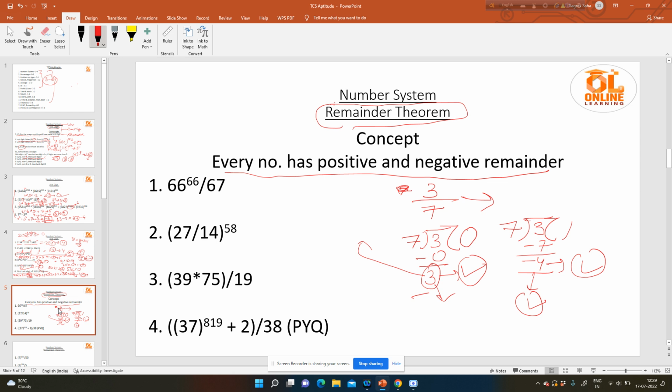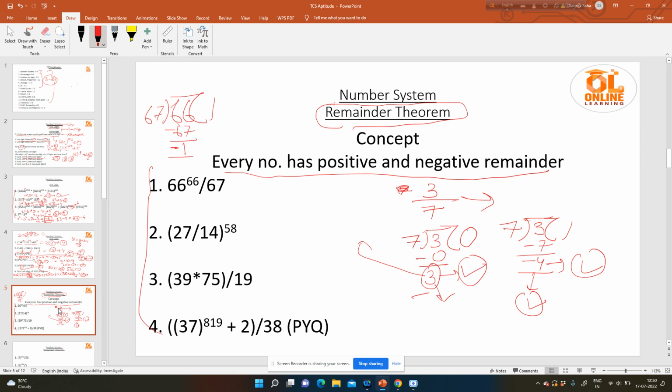Okay, now in all the questions we have to find the remainder. So it is given 66 to the power 66 divided by 67. What will be the remainder in this case? If we divide 66 by 67, what will be our remainder?